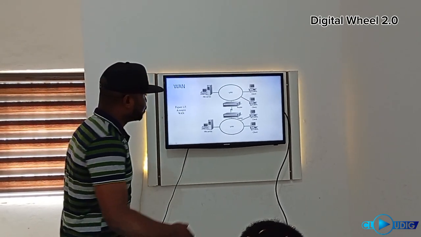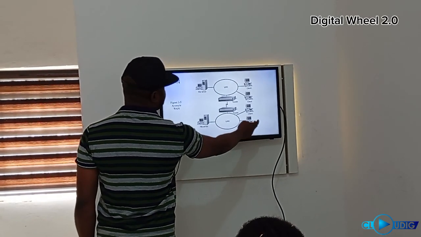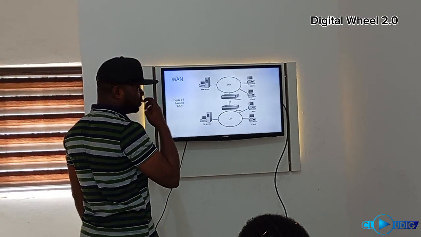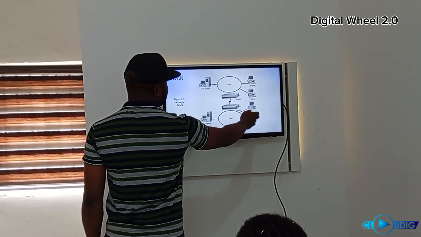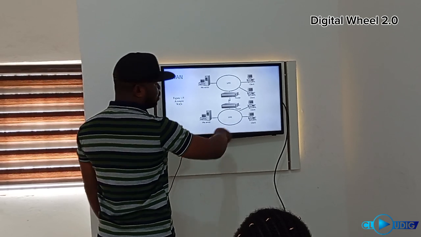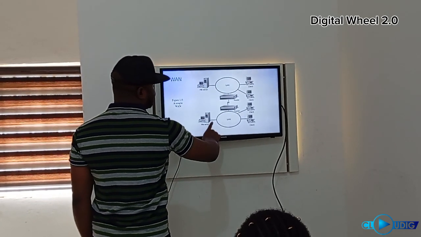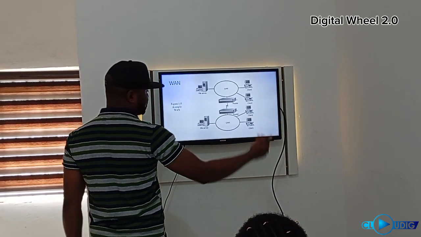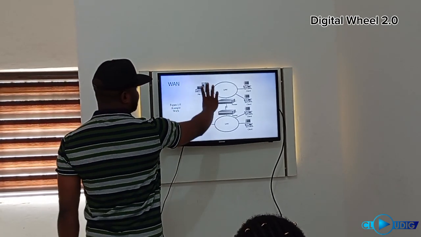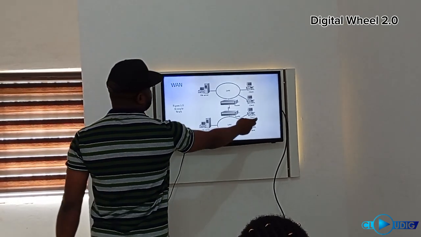A client now can send a request. I'm looking for University of Abuja, like I said earlier. This request will now be routed through this network. It's either coming to this place or coming to this place. Whichever server has information or resources about University of Abuja, we now want to deliver the response to this client.